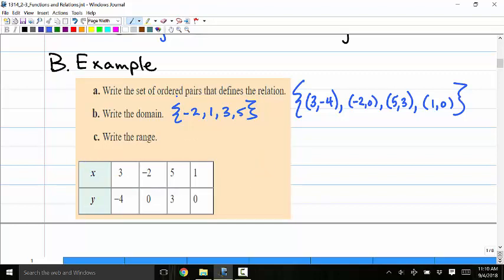What about the range? The range goes with the y's, which will be negative 4, 0, and 3. Do I need to list 0 twice? Nope. 0's in the list, so just leave it there. Questions? Domain goes with the x's, range goes with the y's.